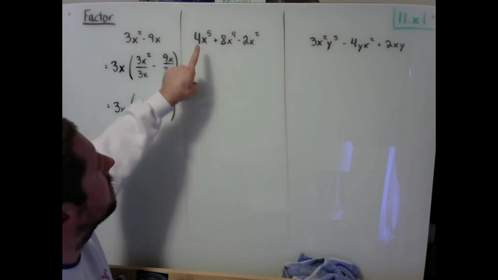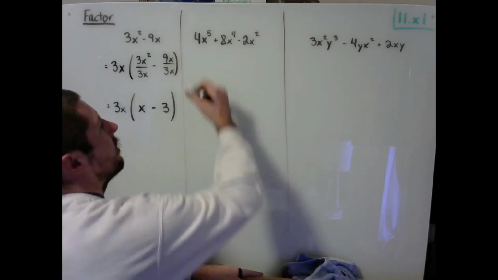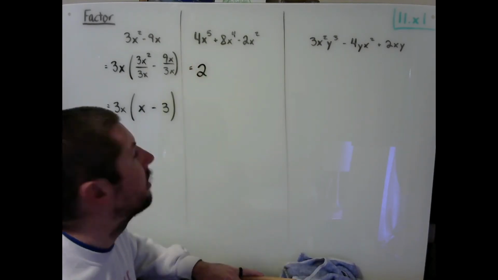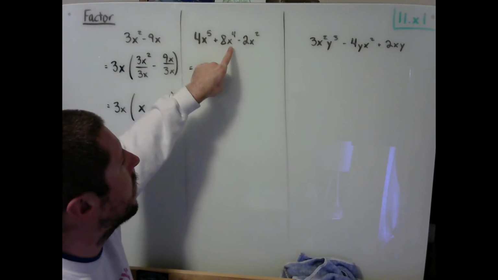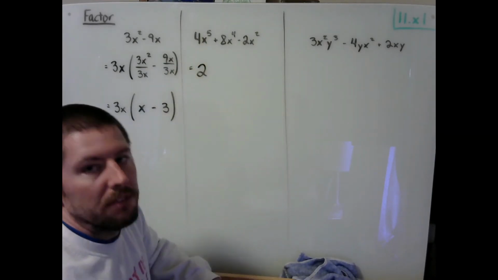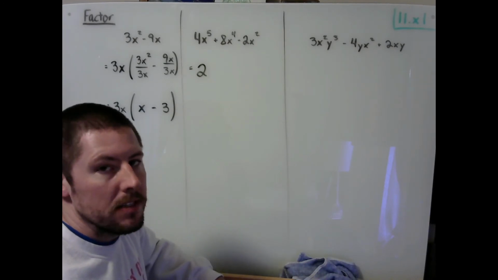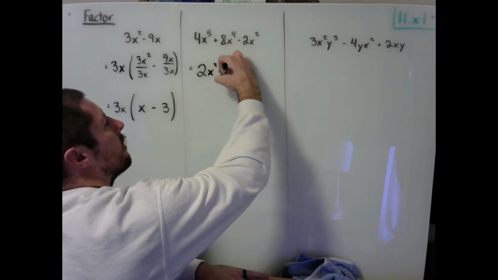If I look at my constants of 4, 8, and 2, what I see is that they all have a common factor of 2 between them. So I know that a 2 is one of the terms that I'll factor out. What I also can see here is that there are 5 x's, 4 x's, and 2 x's. I can verbalize this by saying every term in my expression has at least 2 x's, so I can factor out an x squared from all of my terms.